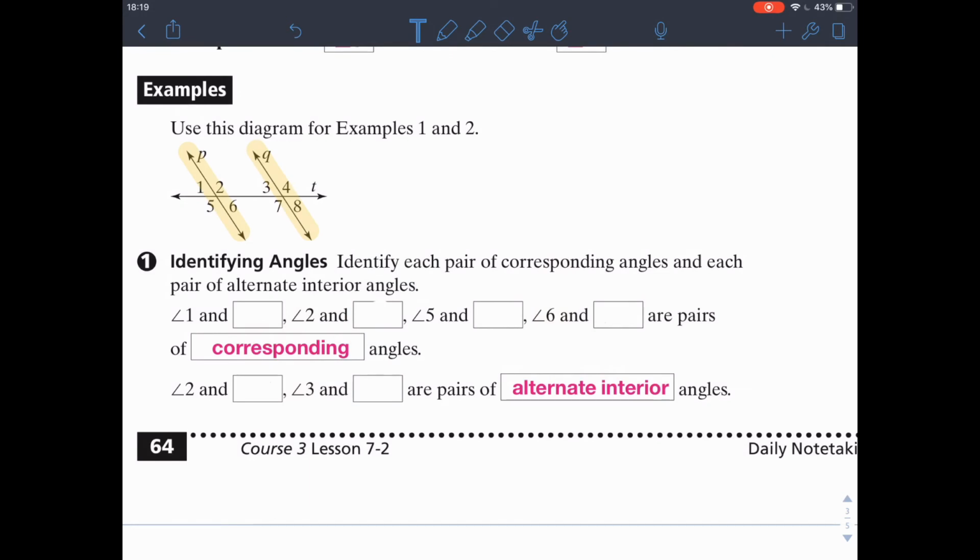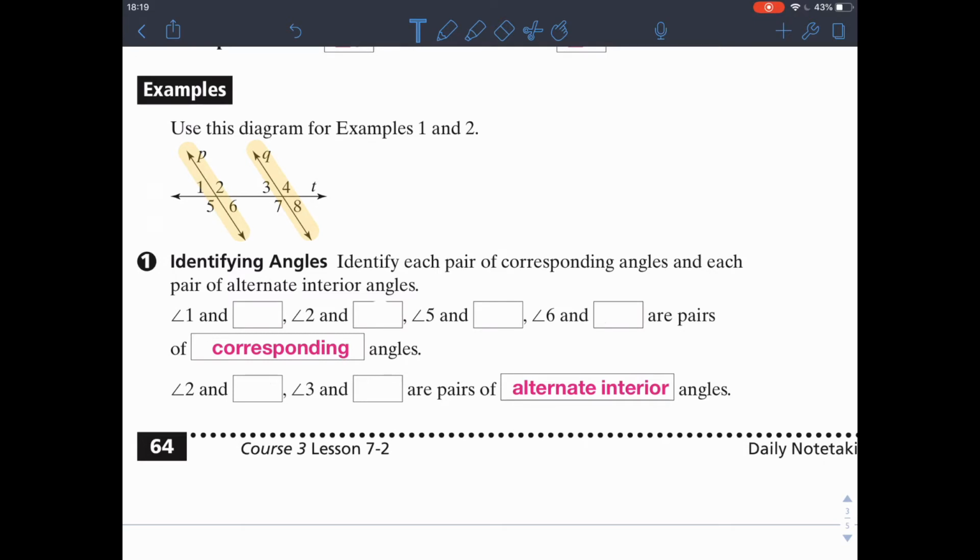For the remainder of this video, I'm going to encourage you to pause and try to identify the correct angles and their relationships for the rest of these examples. So in this diagram here, we're going to try to identify first our corresponding angles. Those are the ones that kind of slide and go into the same spots. And then we're going to do our alternate interior.